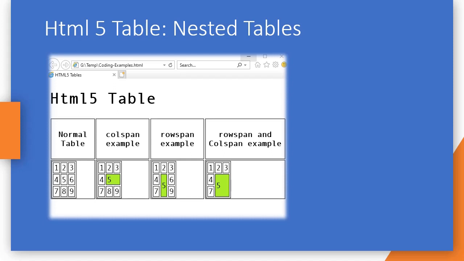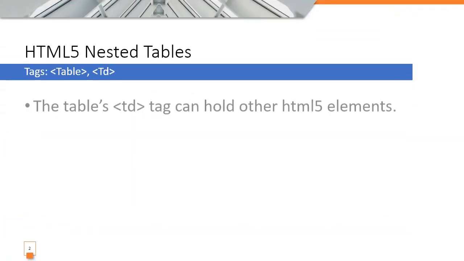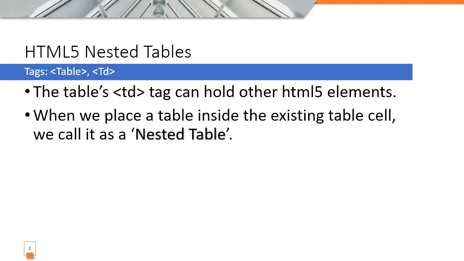So in this example, we will see how to create a table which contains some other table. That means a table of table, or a nested table. The table's TD tag can hold other HTML5 elements. When we place a table inside the existing table's cell, we call it a nested table.